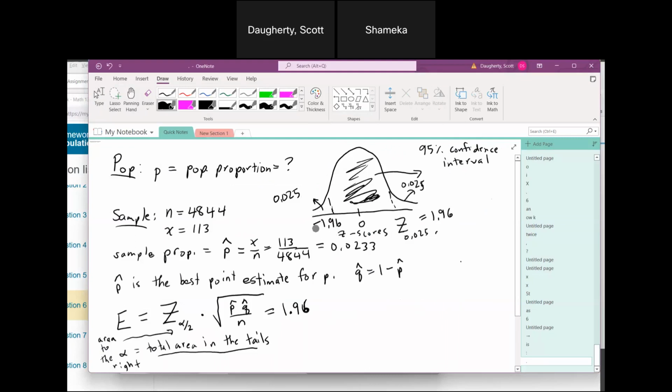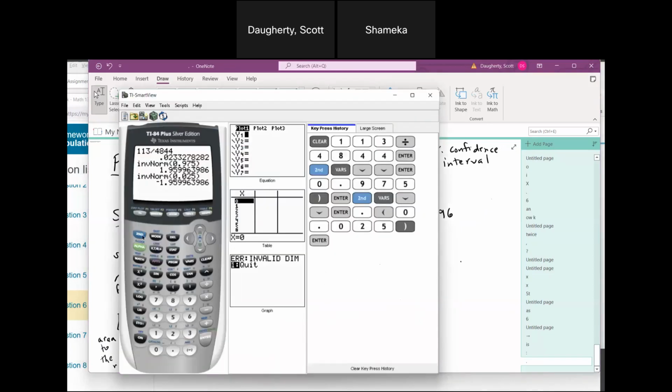So if you happen to do that, just know that you've accidentally put in the area to the left instead. The area to the left is 0.025, which would be right there, and you're actually getting the z-score over on this side, which is a negative 1.96, and you really want the one on this side. So you should have put in 1 minus it. In fact, you could have just done that like this.